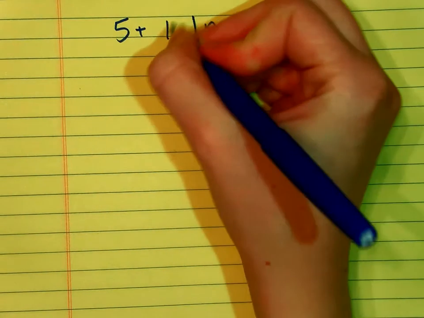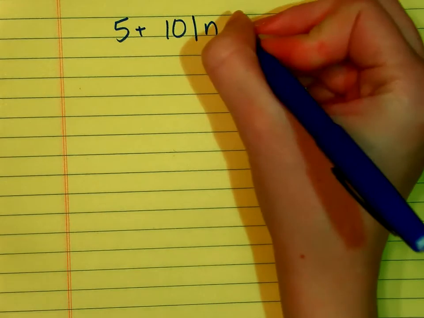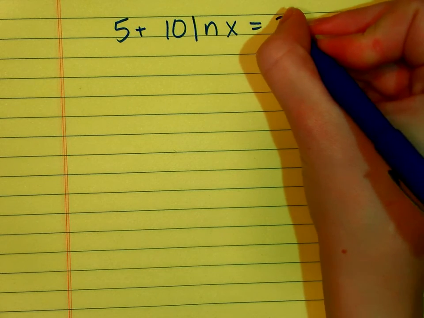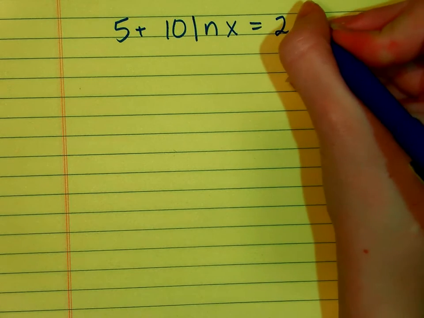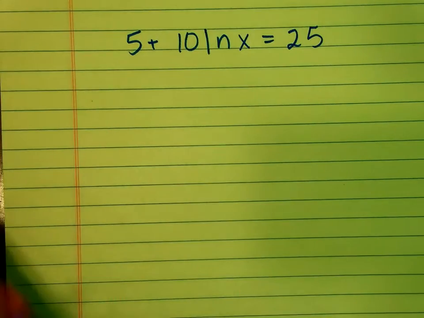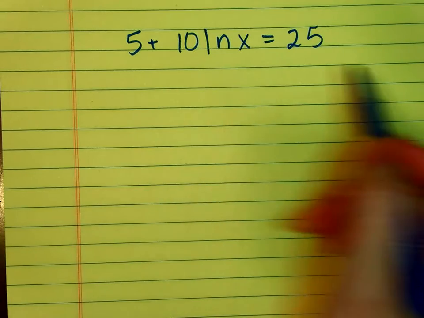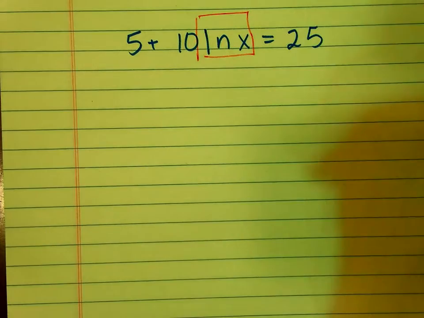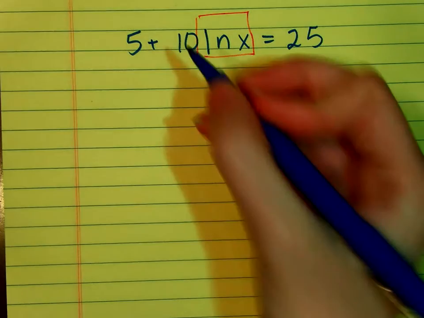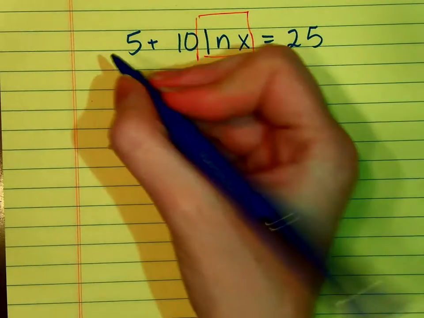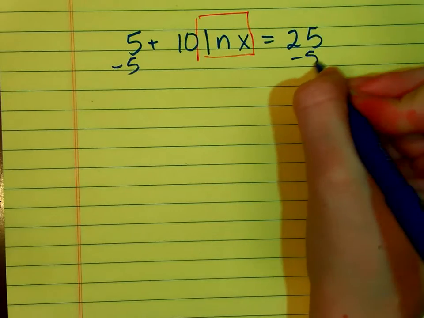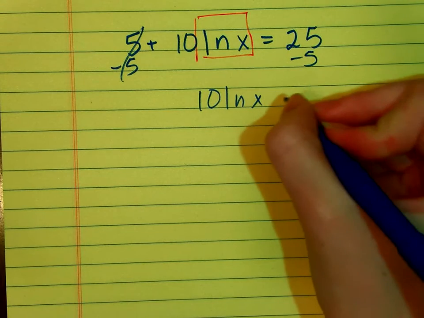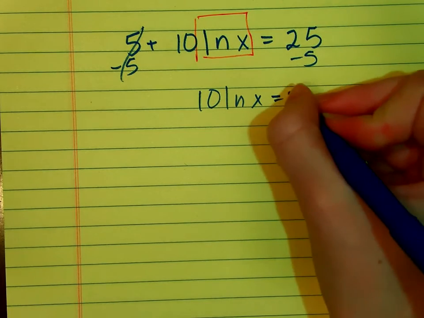Let's have 5 plus 10 ln of x equals 25, let's say that we had that. So again, we want to box in our log. That's what we're trying to get by itself. We're pretending that's one giant variable, so we subtract the 5, that cancels. I get 10 ln of x equals 20.